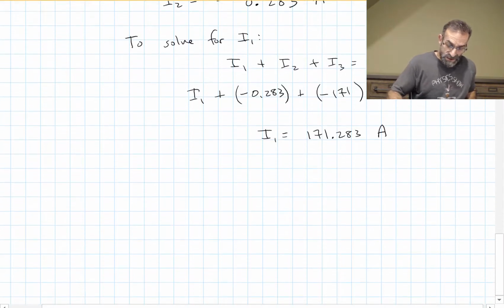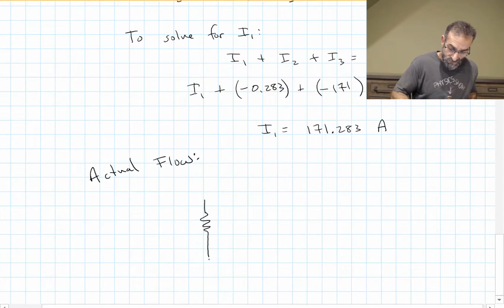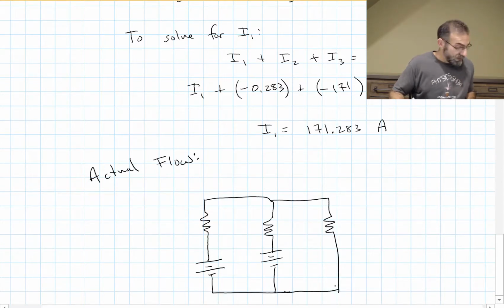So that tells me the actual flow. The actual flow in this circuit was current going up this way, down here, and down there.